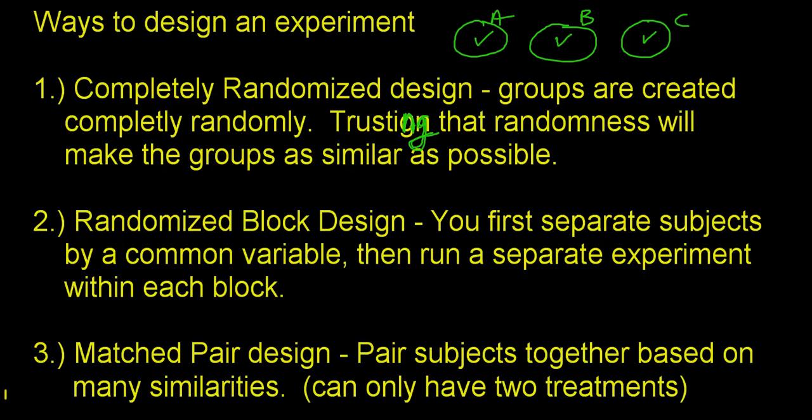All right, a randomized block design. Here you're going to first separate your subjects by a common variable. Then you're going to run a separate experiment within each block. So a randomized block design helps to control for a confounding variable. If you can think of one variable that will definitely have an impact on pain relief, then you're going to want to block on it. And you have to make that decision about what that one variable is.